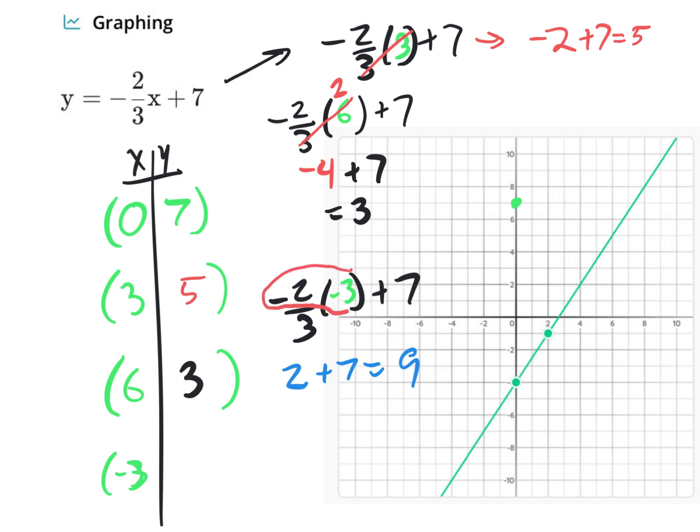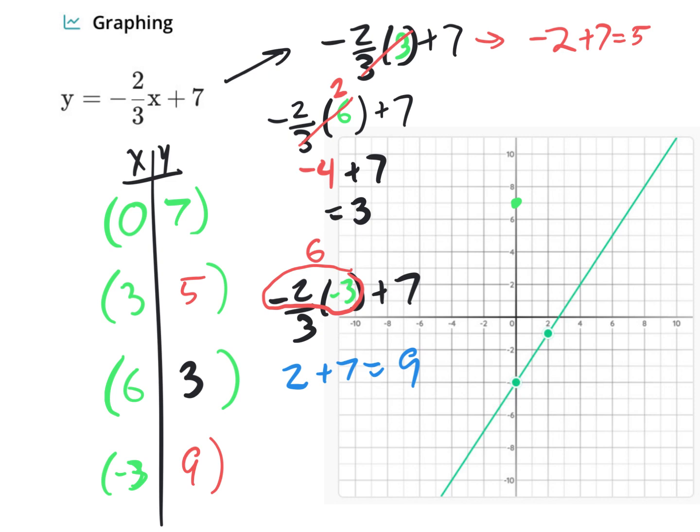What is negative 2 times negative 3? Oh, that's positive 6. And then what is positive 6 divided by 3? Oh, positive 6 divided by 3 is 2. And bring down the plus 7. 2 plus 7, that is 9. So when I plug in a negative 3, I do get out a positive 9. Okay? So we have 4 points.